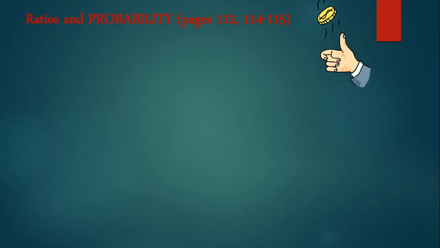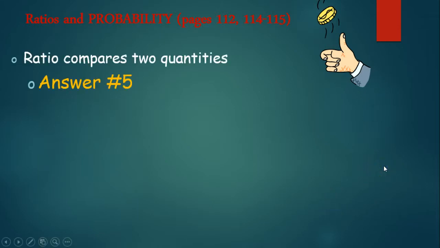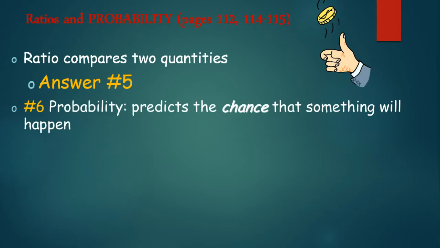Before we go on to some more practice problems, let's talk about ratios and probability. This is where the math part comes in. A ratio compares two quantities. These here refer to other assignments. They don't go with number 5 and number 6 necessarily on your assignment.